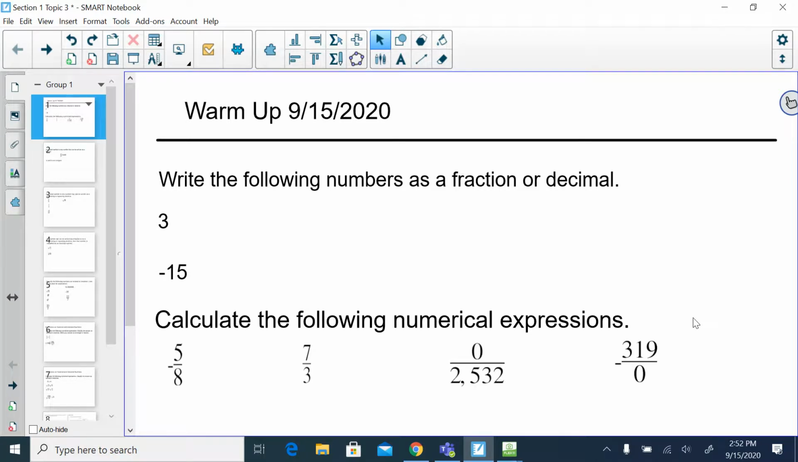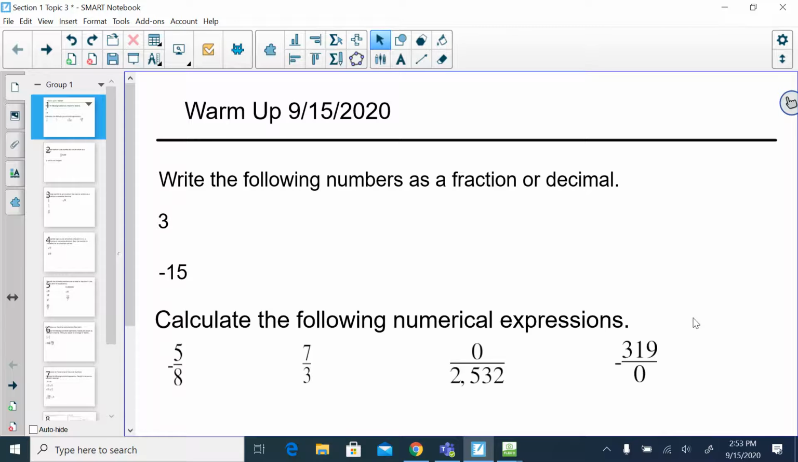This is going to be the lesson. We went over this for today, so if you missed today, today is September the 15th, 2020, and what we're going over is section 1, topic 3. Again, this is section 1, topic 3. We started off with the warm-up. The warm-up was to write the following numbers as a fraction or as a decimal.